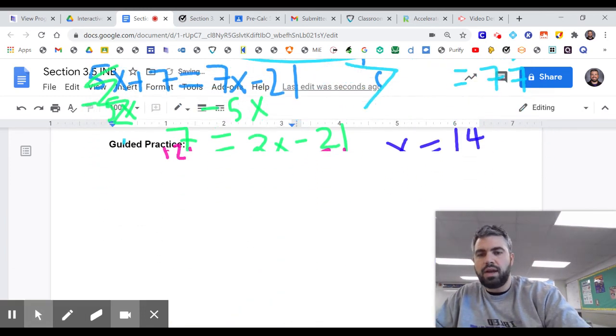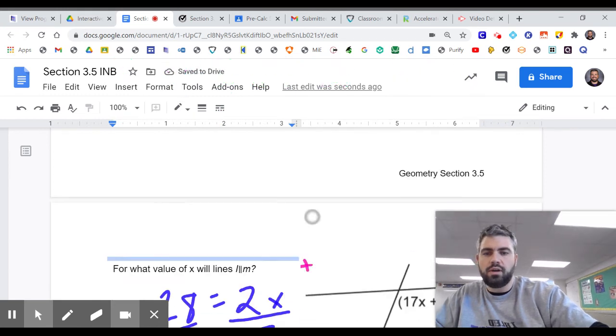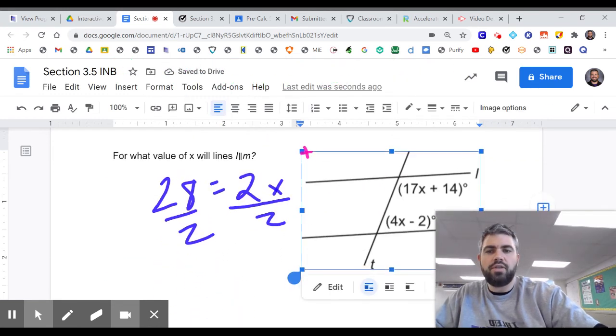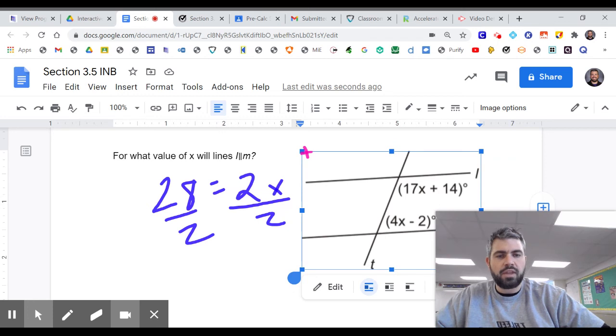So here's a guided practice problem that you can try as well, okay? It's right here. It says, find the value of x that makes lines L and M parallel. Notice that those two angles are not going to be congruent. Instead, they're going to have some other relationship in common that will make those lines parallel.